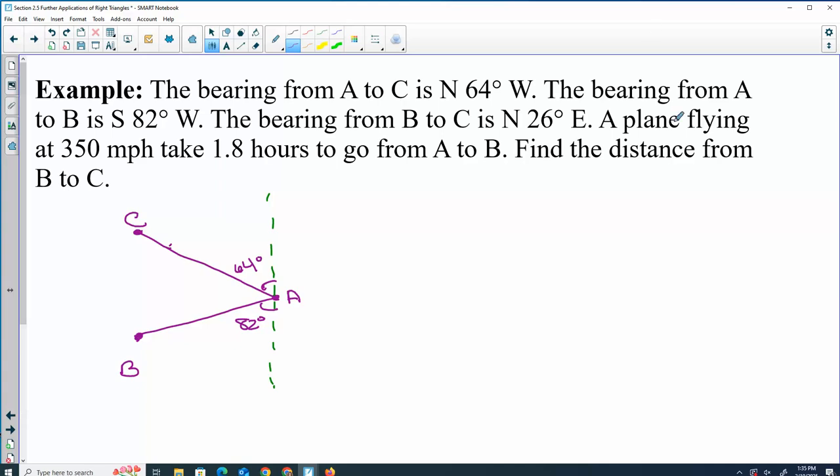Then it says the bearing from B to C. So if I'm measuring bearing from B, I need a north-south line at B. And it says it should be north 26 degrees east. Is point C to the east of B right now in my picture? No. So you might have to fix it. You might have to either make B longer, or I could just shorten up side C. Because we didn't measure anything, we don't know. But I know that point C has to be to the east of it, so I had to adjust my picture slightly to make that happen. And that angle is 26 degrees.